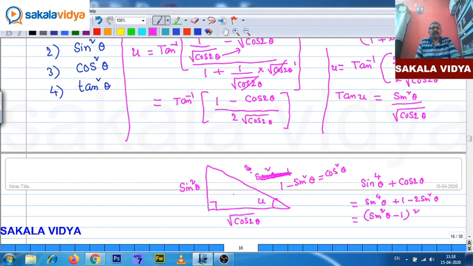Now what we need to find out? Sin u. See, sin u is equal to opposite side by hypotenuse, sin square theta by cos square theta. Sin square theta by cos square theta equals to, how much will you be getting? Tan square theta. So which is the right option now? Fourth option is the right option.